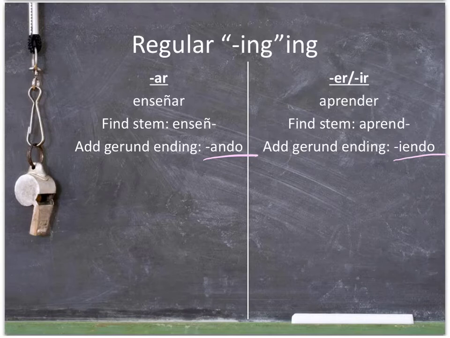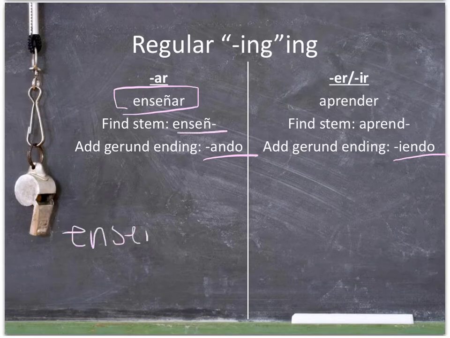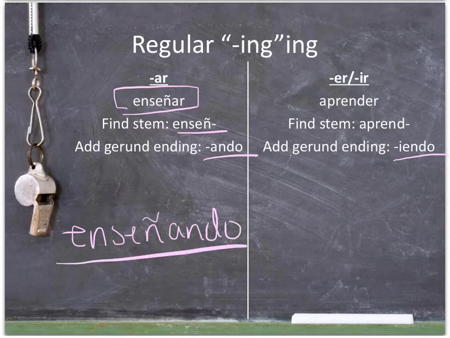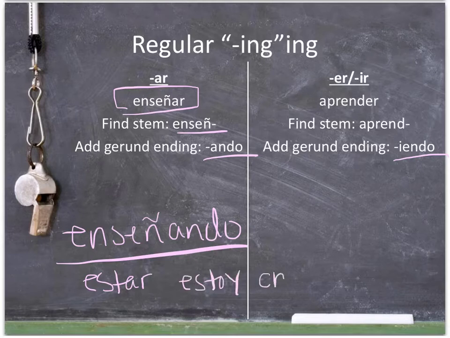So in the case of enseñar, over here in the AR column, I drop my AR and I end up with my stem enseñ. And I'm going to add ando. Now the verb enseñar means to teach. So right now I'm saying teaching. And if I wanted to put it into a sentence, I use the verb estar. So if I am teaching, estoy enseñando.